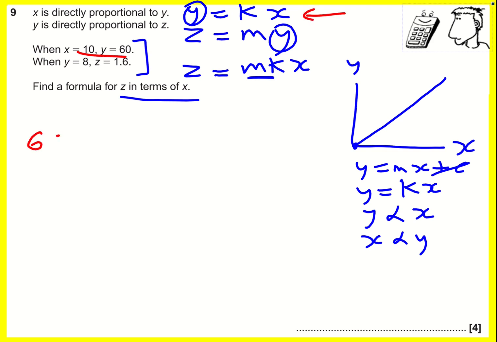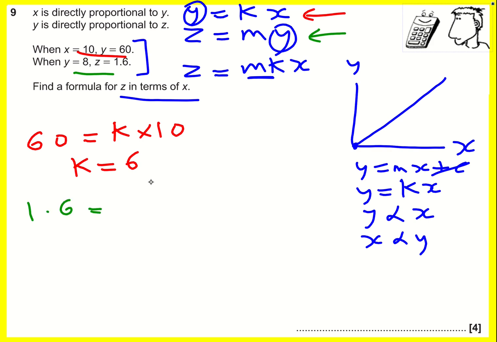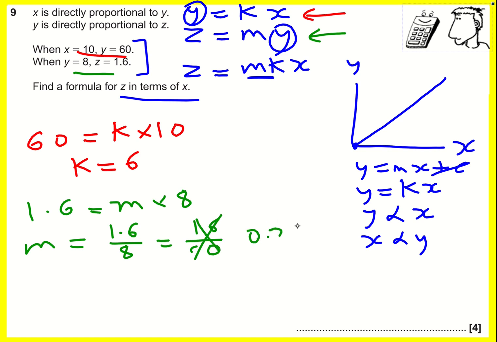So it's going to be 60 is equal to k times 10, and that means k is equal to 6, and I've got the first unknown. If I then substitute this into this one, I've got 1.6 is equal to m times 8. I can rearrange this. m is going to be 1.6 over 8, and that's going to be 16 over 80 if you want to rewrite it like that. Actually, that doesn't help. 0.2 if you use your calculator or do short division.